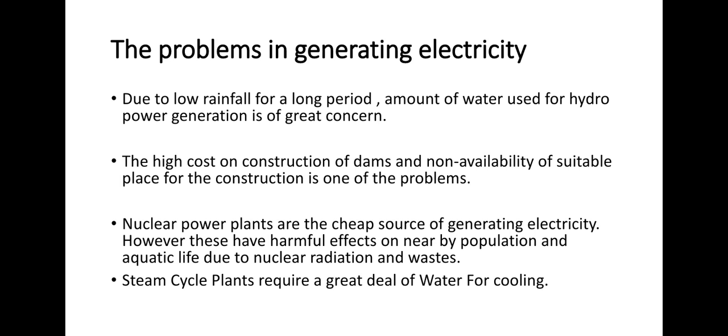that are very harmful. The next problem is that steam cycle plants require a great deal of water for cooling. As I have discussed in the previous lecture, for the generation of electricity, in many sources, steam plays a very vital and important role. But for the generation of steam, one must have enough water. So it requires a very large amount of water. So it's also a problem.